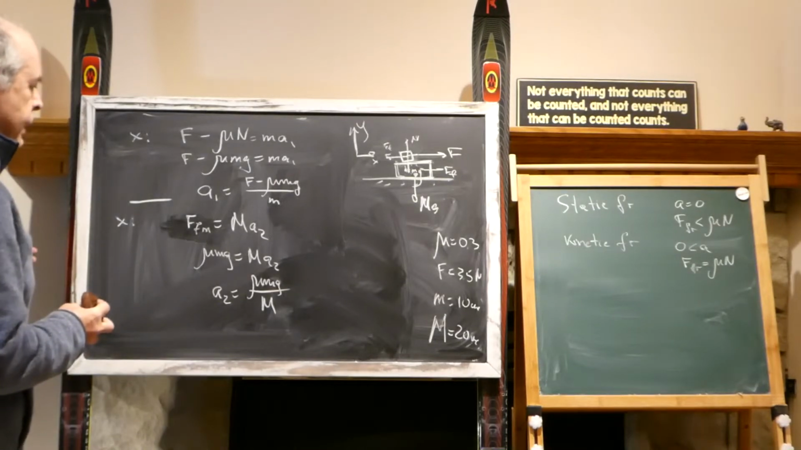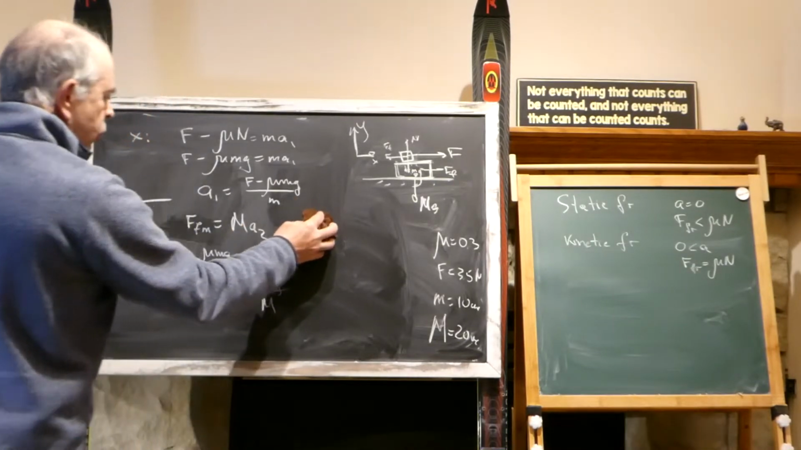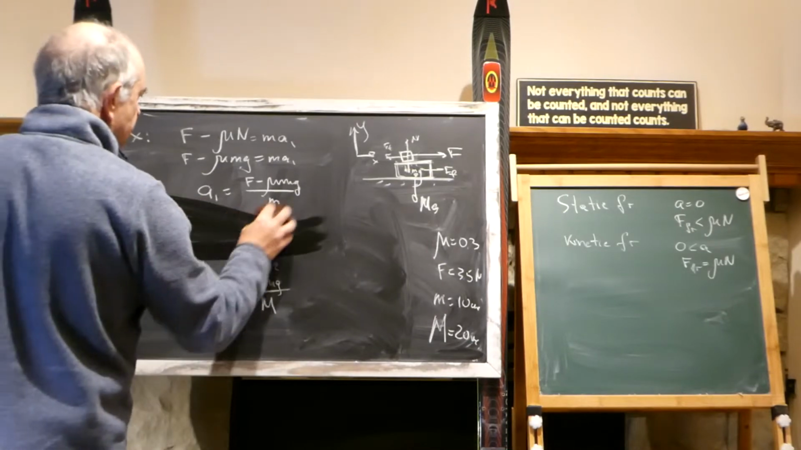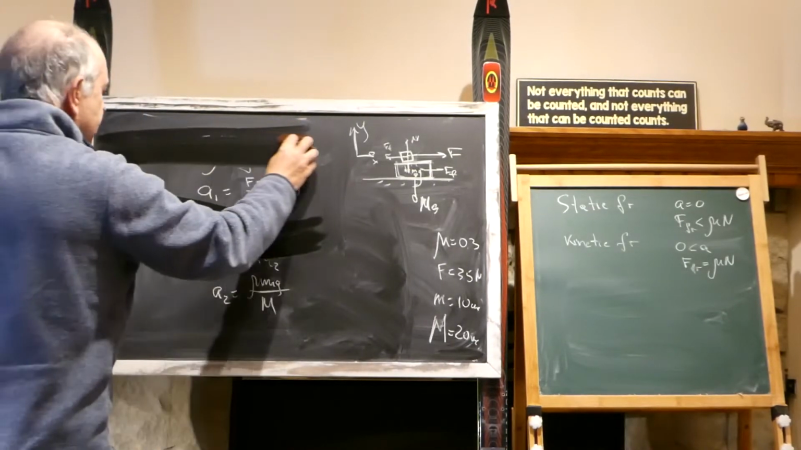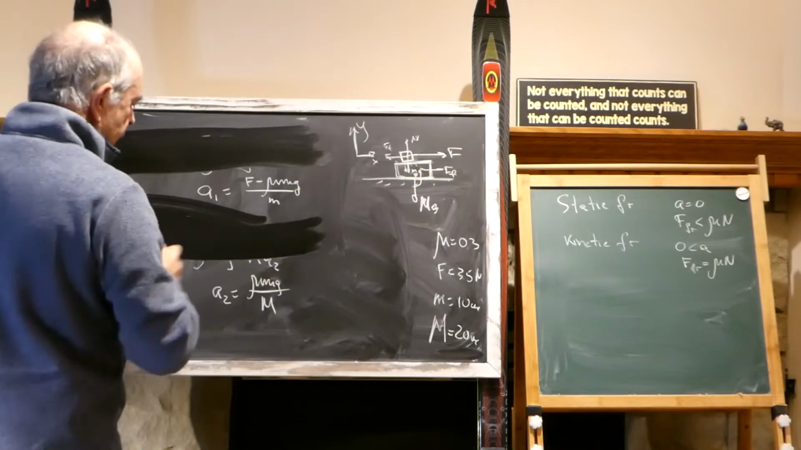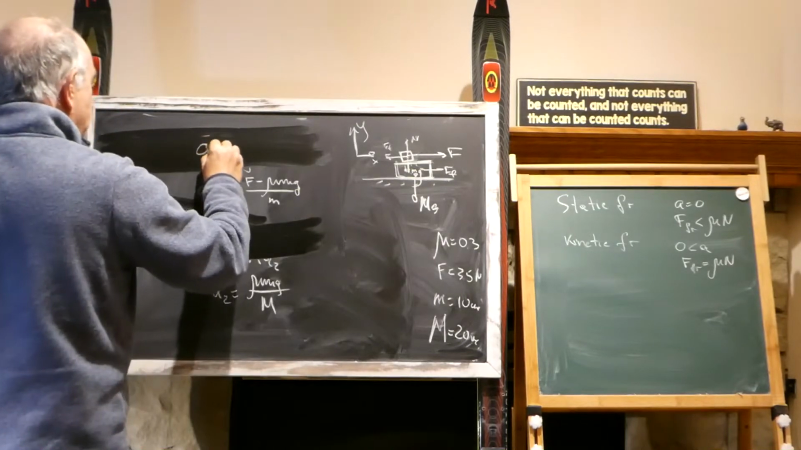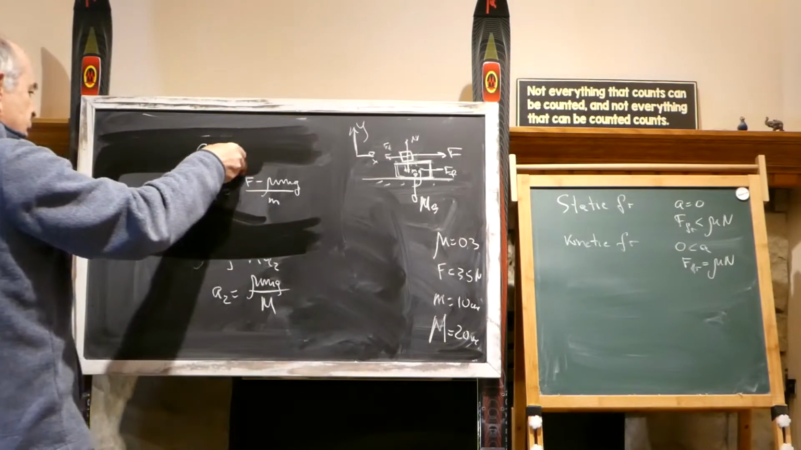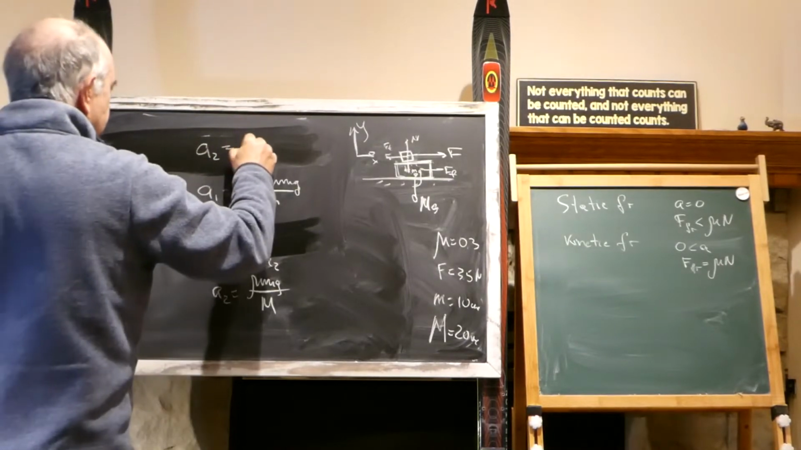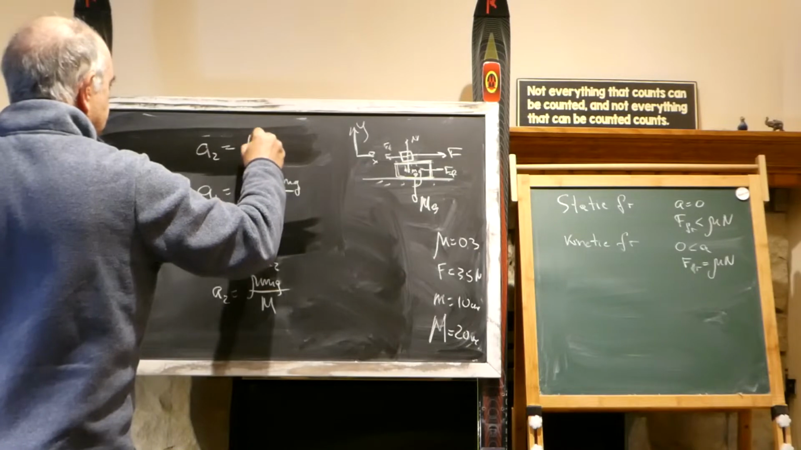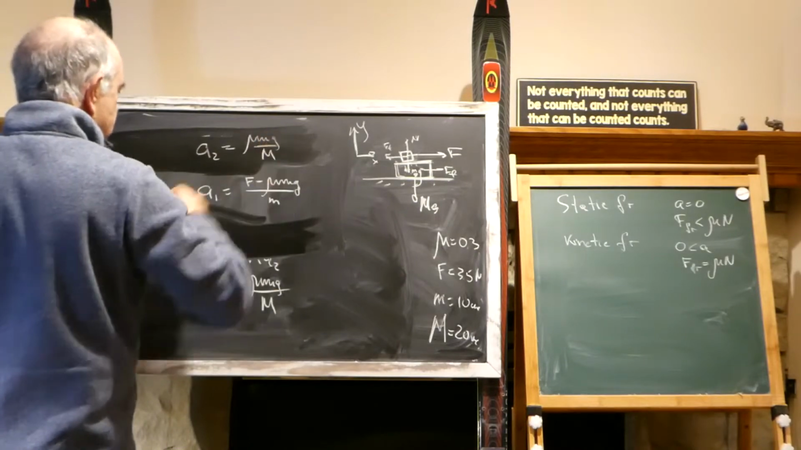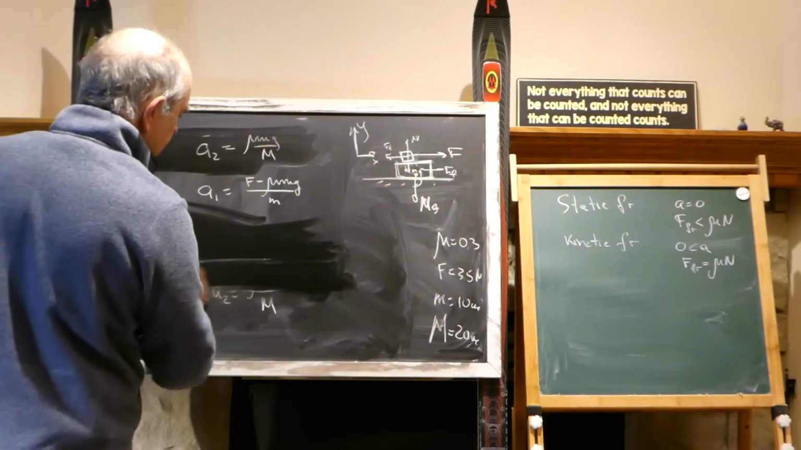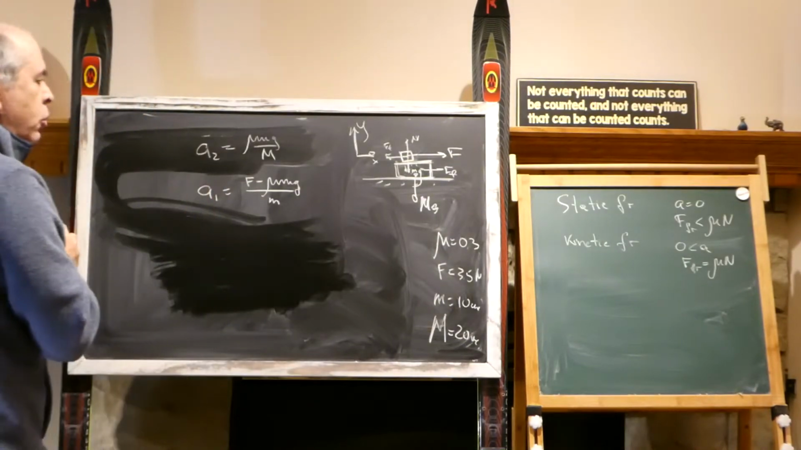And important condition is that I will remove all of this. I remove all of this. And to save space, I put a2 on top, preparing the room for myself. a2 equal mu mg divided over M, so I can wipe it out. And so this is a1 and a2.